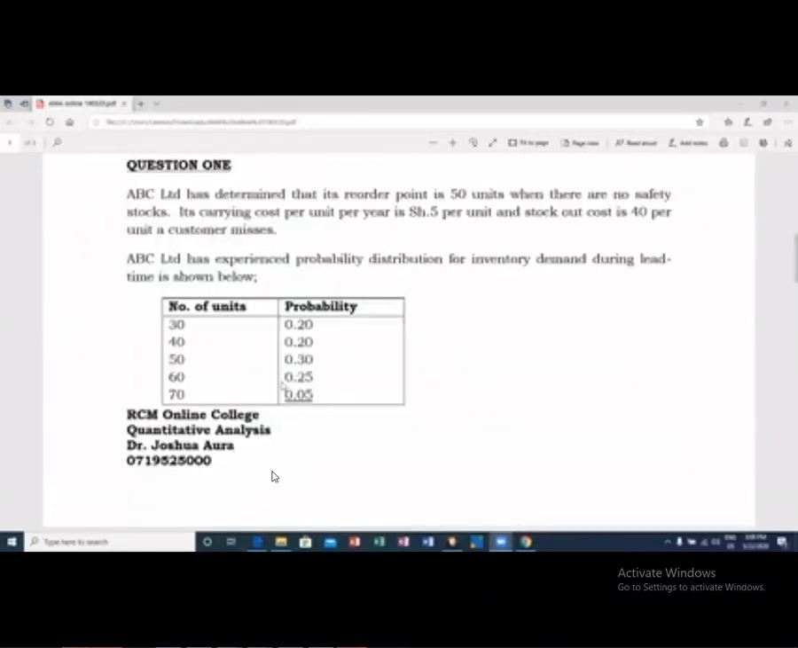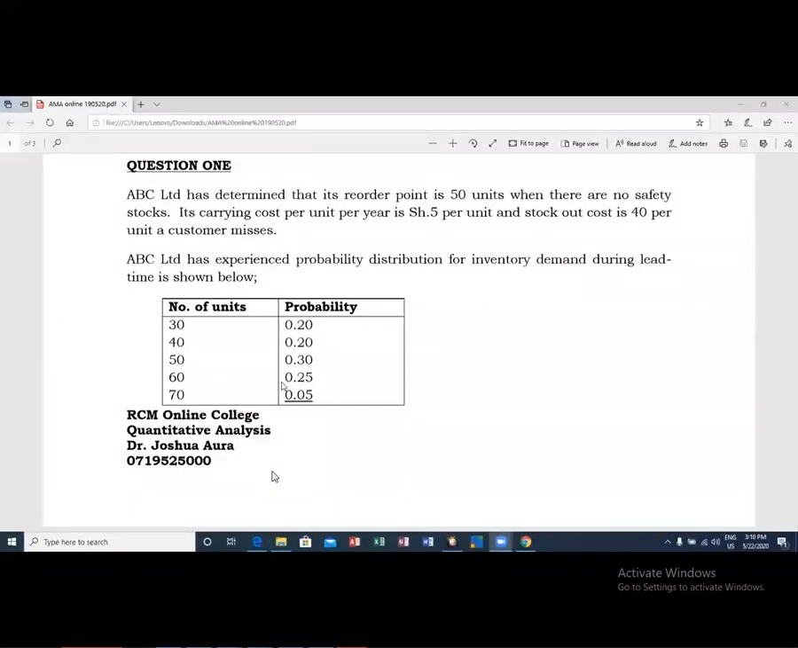Now, ladies and gentlemen, this is quite a very easy question that I should be able to get very fast. So what do I need here straight away? What I need, ladies and gentlemen, is what we call the current ROP. ROP stands for reorder point. The current reorder point, if you look at your screen there, they have given us the current reorder point of 50 units. So please write that. The current ROP is 50.